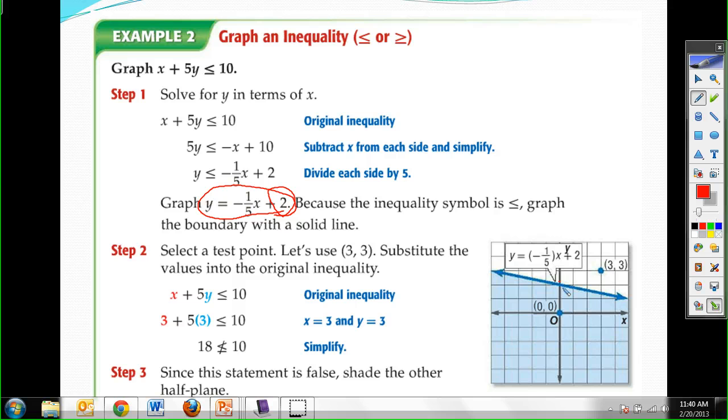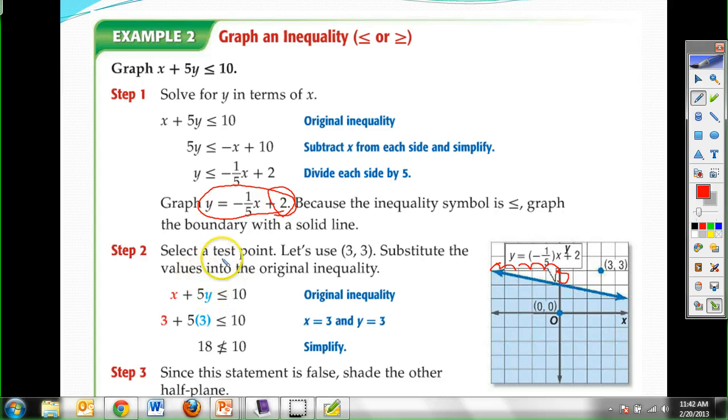From that point, you rise 1, run 5 to the left. So rise 1, run 5, 1, 2, 3, 4, 5 to the left because it's a negative, and that's your other point. And you connect the 2 dots, and there's your nice solid line. Okay, again, it's a solid line because it has that or equal to on the bottom.